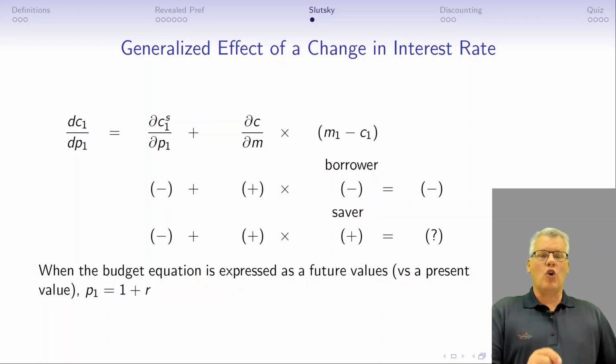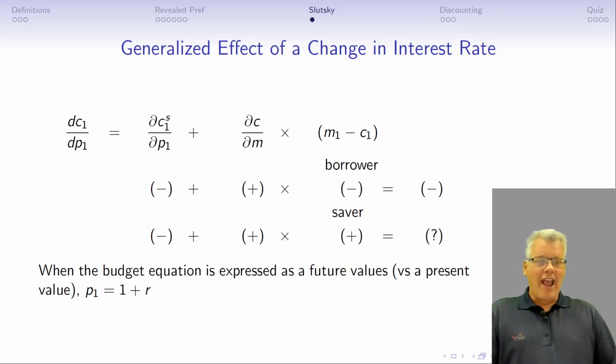This term is going to be negative for a borrower, right? A borrower, you remember, borrows from future income to fund current consumption. So C1 is greater than M1, and for a borrower, M1 minus C1 is going to be negative. For a saver, they consume less than their available income in time period 1, so that term will be positive. So in the final column on the right, what I've done is attempted to sign this equation for both borrowers and savers.